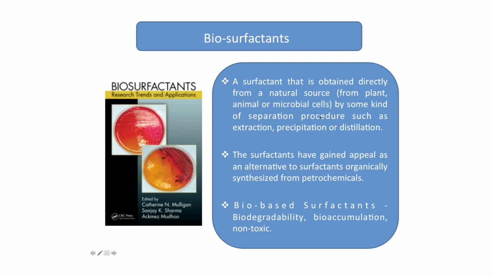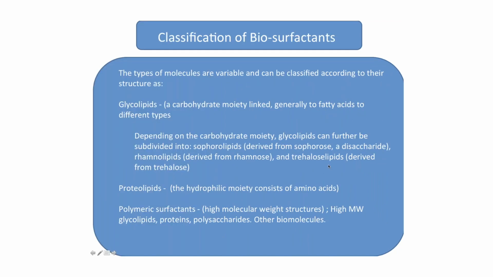Now let's talk about biosurfactants. So for simplicity, when we say biosurfactant, it simply means a surfactant derived from a natural source. Typically, this comes from plants, animals, or extraction from microbial cells, and the separation procedure simply involves extraction, precipitation, and distillation. And a lot of them, of course, appeal in terms of sustainability or use of naturally derived surfactants versus synthetic and petro-based surfactants. They are typically non-toxic and therefore are preferred in some applications, and they are found in, as I said, plant, animal, and microbial sources.